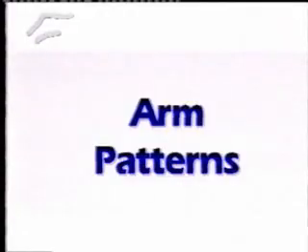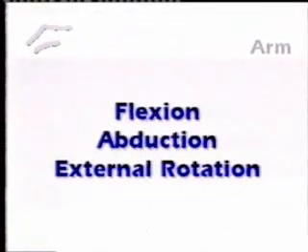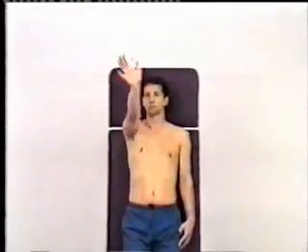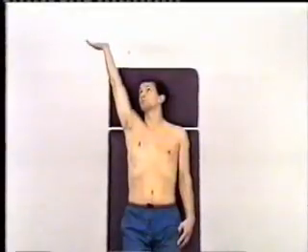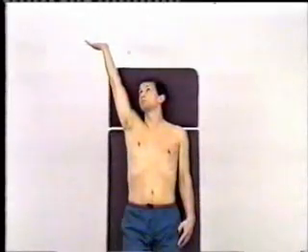Arm patterns. Flexion, abduction, external rotation. The pattern is starting in the body diagonal. The arm is moving in the groove into flexion, abduction, external rotation.